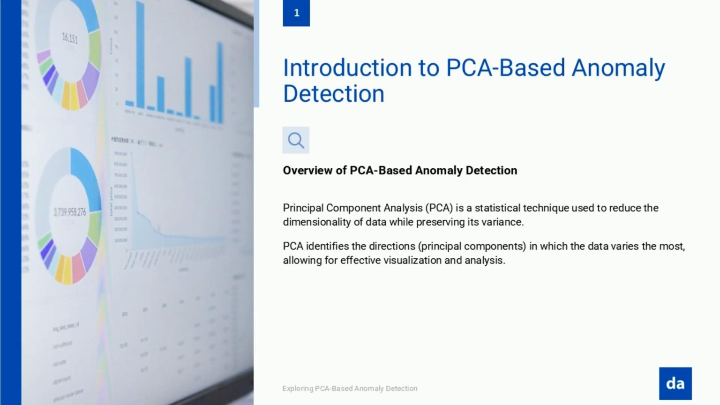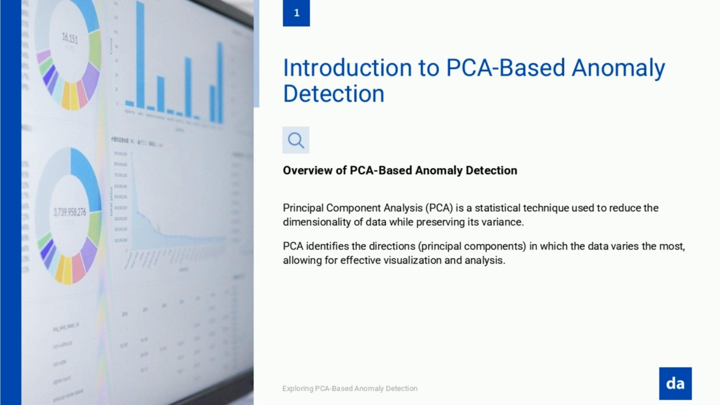Anomalies in data can be subtle, deceptive, and often go unnoticed until it's too late. Whether it's financial fraud, cybersecurity threats, or medical irregularities, spotting these outliers early can make all the difference. But with massive data sets and countless variables, traditional methods struggle to keep up. That's where principal component analysis, PCA, steps in.